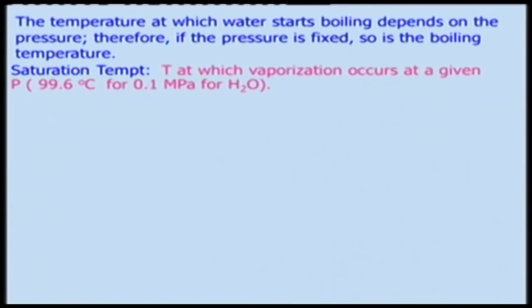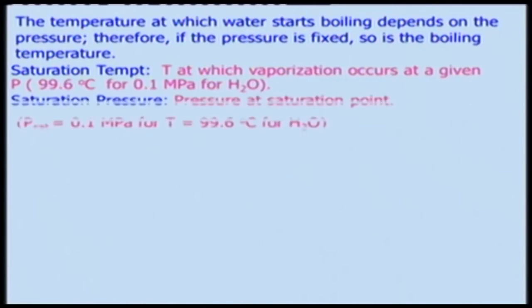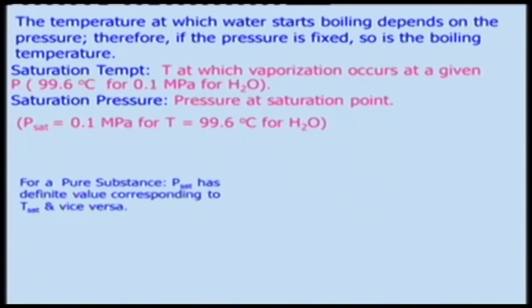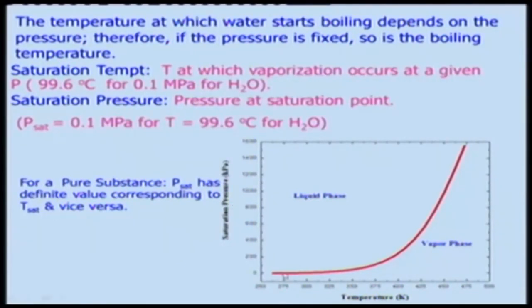and the saturation temperature for 0.1 megapascal is basically 99.6 degree Celsius for water, and the saturation pressure will be 0.1 megapascal for 99.6 degree Celsius water. I am saying saturation temperature and saturation pressure because they correspond to each other. And for a pure substance, you can think of the saturation pressure as going on increasing with the increase in temperature, right. So, what is its implication? Can I really learn something from this? Or in other words, based on this simple principle, can we devise something which can be useful for us?